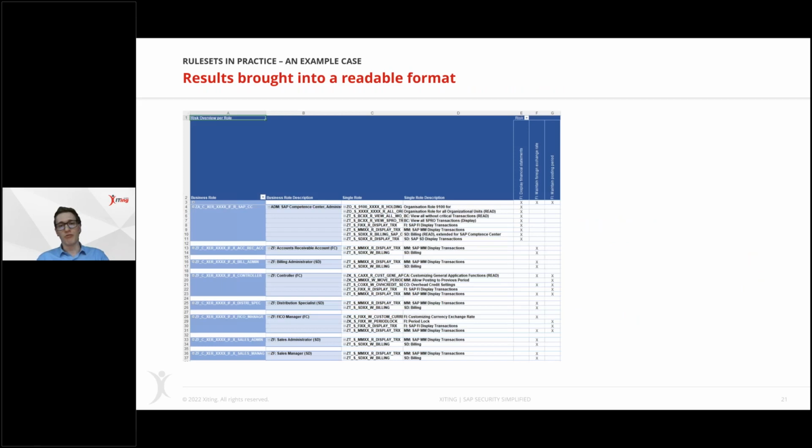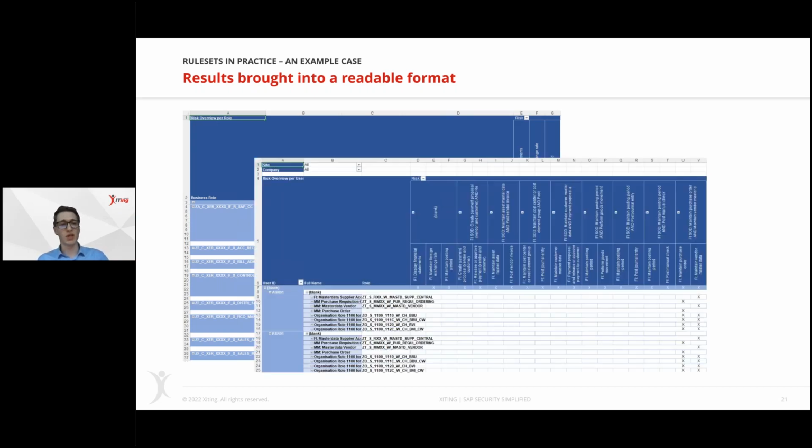And in terms of the format, how you present it to the business, we try to keep it as simple as possible. So having all the risks at the top, and then on the left-hand side, all the business roles, basically with the corresponding description to make it a bit more visible for the business to understand what it is actually about. So what are we talking about in terms of risks in a certain role?